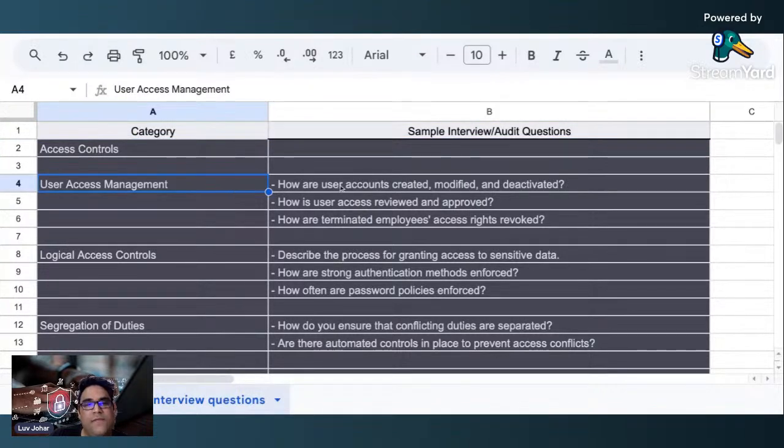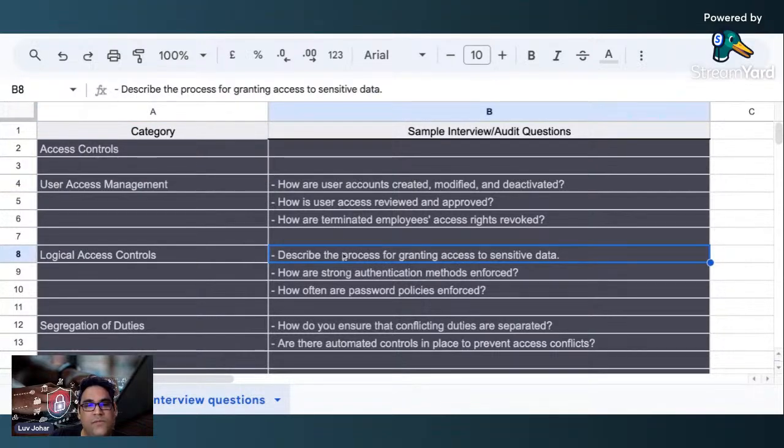As you can see, the first set of questions is regarding user access management for the access controls domain. Here you have to check how user accounts are created, modified, and deactivated. Who all can do that? What are the roles and responsibilities? How is user access reviewed and approved? How are terminated employees' access rights revoked? You have to answer all these questions. You also need to have a user access management policy, where you can add all these questions as part of the policy or the process, and answer them along with the roles and responsibilities.